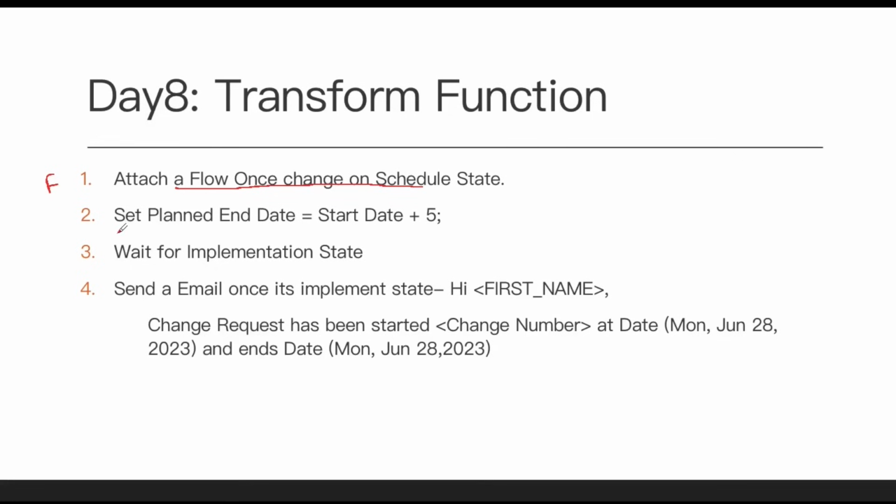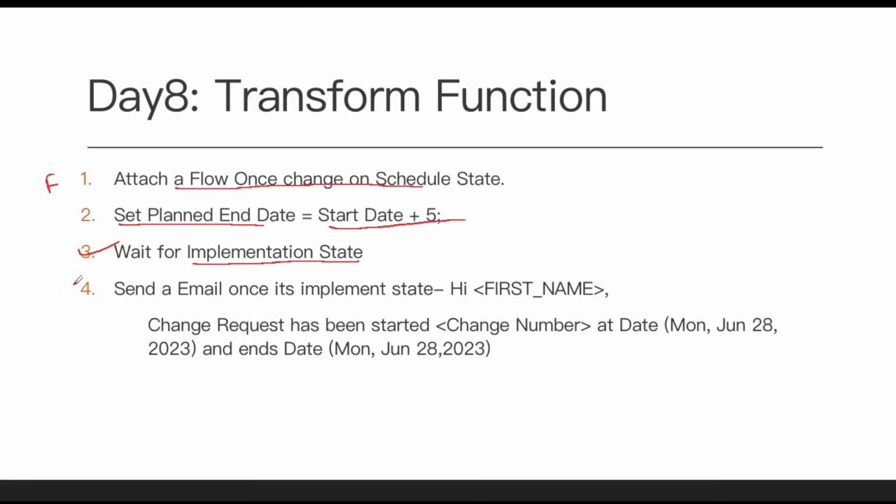From our flow, we are going to set the planned end date, which is nothing but start date plus 5 days. So through the flow, we are going to set that start date plus 5 days with the help of the flow. Secondly, we'll wait for certain time until the change is moved to the implementation state. So in our flow we are going to wait until the change is moved to the implementation state.